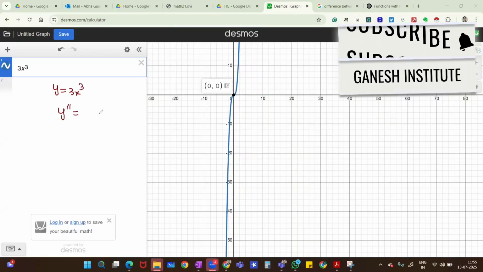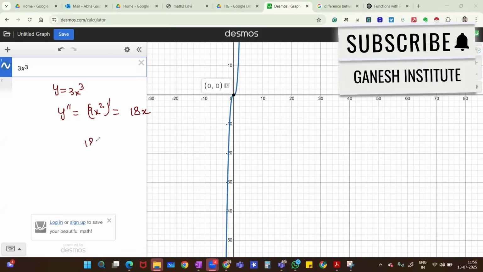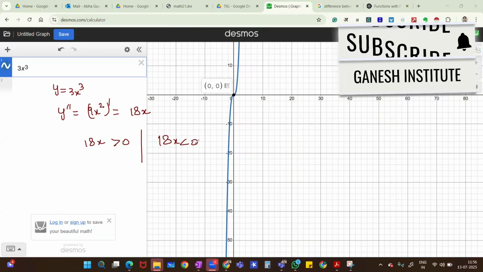so the double derivative will be what? The first order derivative is 9x square. The second order derivative would be 18x. Now, if 18x is greater than zero it is positive, and if it is negative, that will give you what? The condition. So the first interval is convex and the second interval is concave. This is how you have to set up the limit.